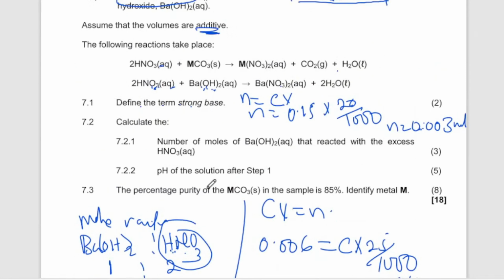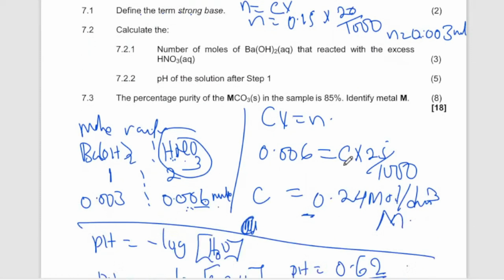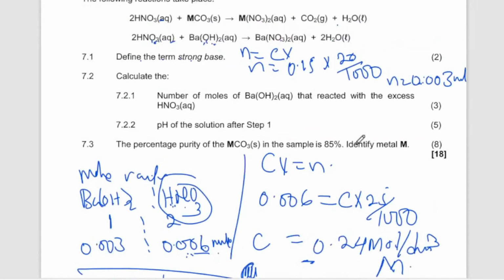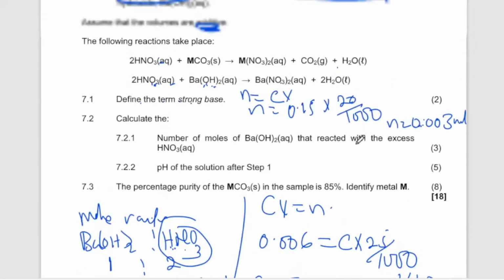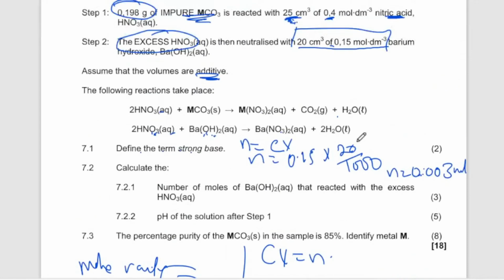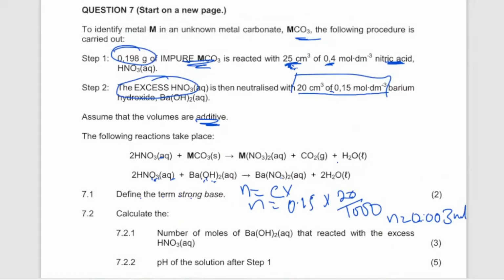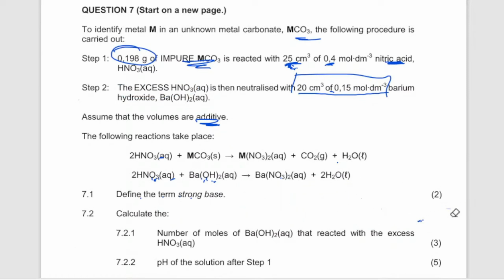Sorry. Okay, let's go. We are done with the pH, those 5 marks. Let's go to the percentage purity of this. Now we need to analyze something before you start doing any calculation. You need to first analyze and see exactly what happened.